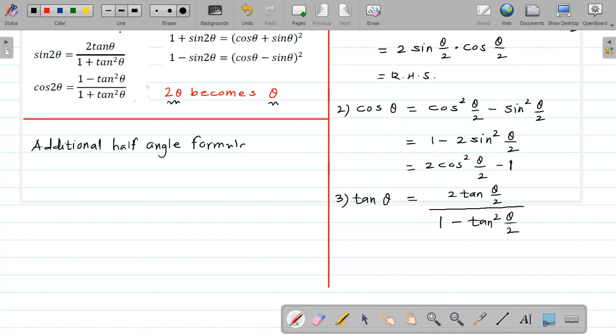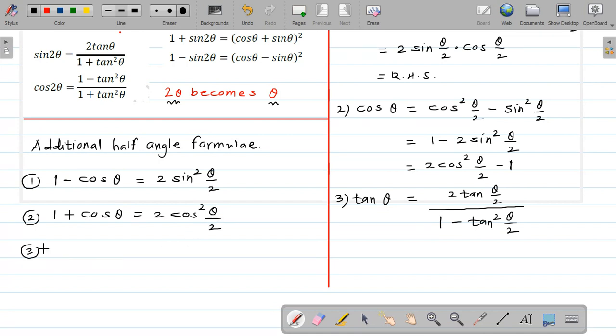Additional half angle formulae. First, I will write the important formula: 1 minus cos theta. You know that 1 minus cos 2 theta is equal to 2 times sine square theta, so here it will be 2 times sine square theta by 2. Then the second one: 1 plus cos theta is just like 1 plus cos 2 theta, so it will be equal to 2 times cos square theta by 2.